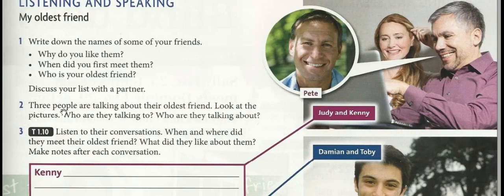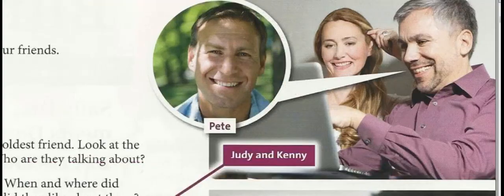So in the listening, 3 people are talking about their oldest friend. Look at the pictures. Let's have a look at the pictures to see who they are talking to and who they are talking about. So let's see the first picture. We have 3 names, Pete, Judy, and Kenny. So this is Judy, right? Kenny is here, and this is Pete. Who's talking? Right, let's see the speech bubble. Okay, so Kenny is talking. Talking to whom? He's talking to Judy about Pete.